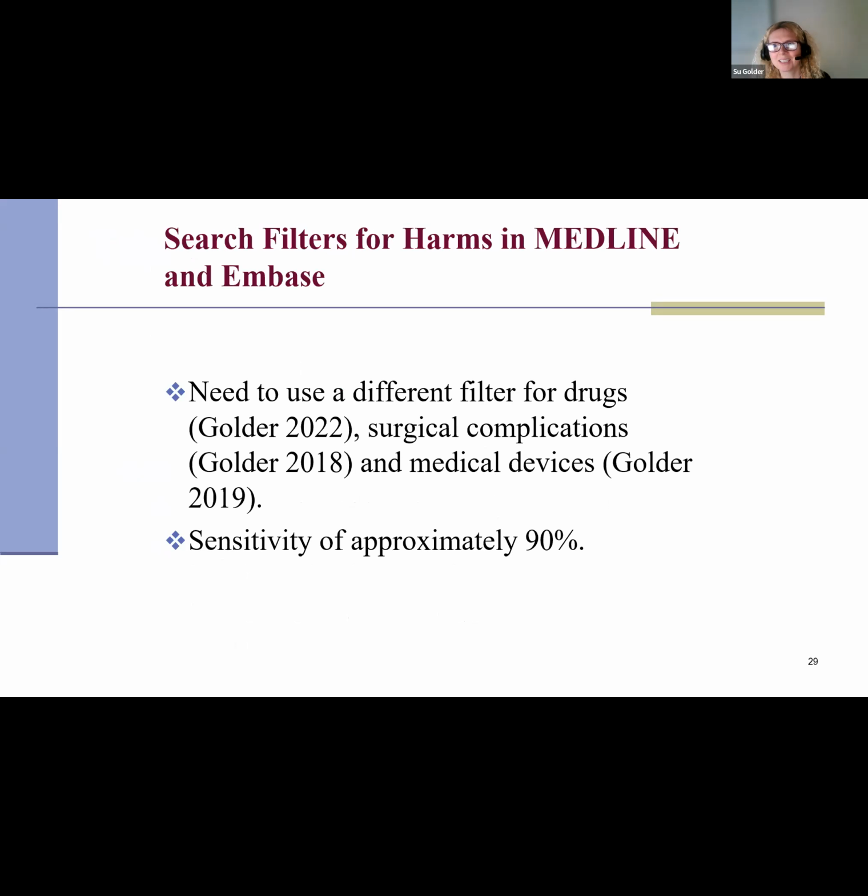I also said that there are search filters, or search hedges, as they're called more so in America. And there are ones available to help you search for your harms data. It's a different filter, however, depending on whether you've got a drug intervention, a surgical intervention, or a medical device. The sensitivity of all the search filters currently stands at around 90%. It obviously varies though, depending, and has been increasing as reporting has started to improve.